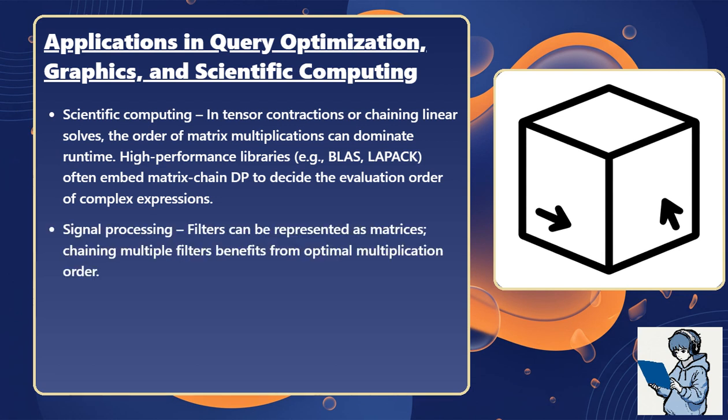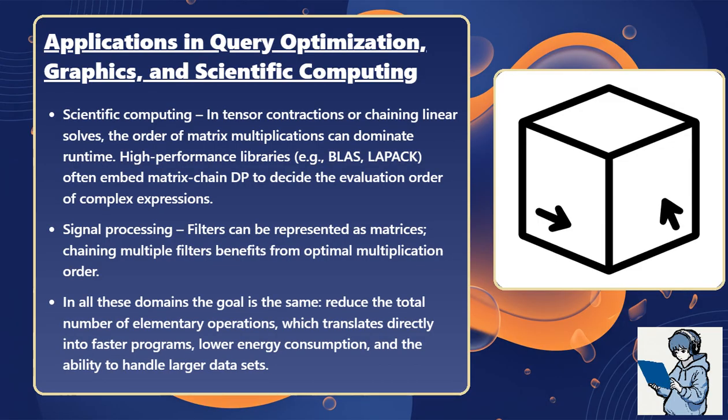Signal processing: filters can be represented as matrices. Chaining multiple filters benefits from optimal multiplication order. In all these domains, the goal is the same. Reduce the total number of elementary operations, which translates directly into faster programs, lower energy consumption, and the ability to handle larger data sets.